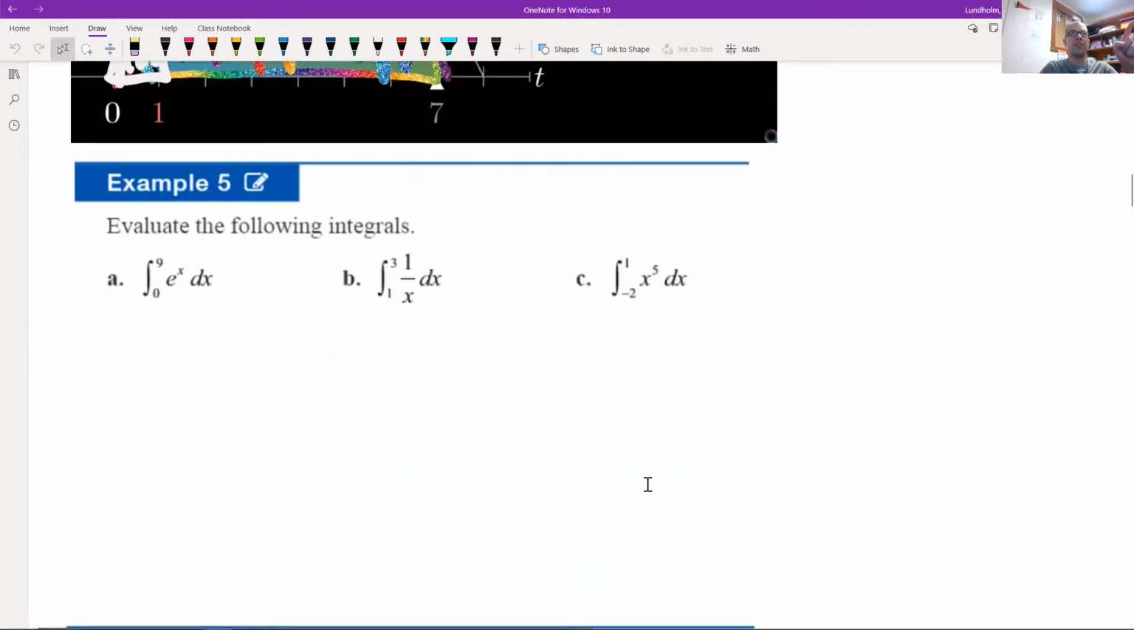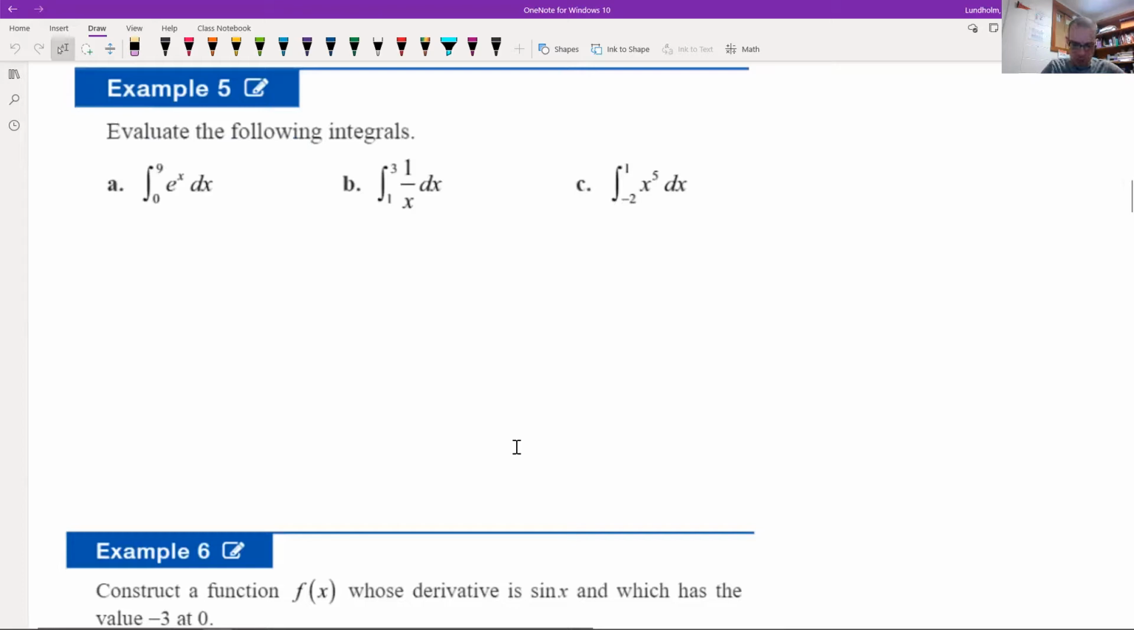Cool. All right, so let's actually do a few definite integrals using the fundamental theorem of calculus part 2. The idea is you take an antiderivative. The antiderivative of e to the x is just e to the x, because that's its own derivative. And then you evaluate it at 9 and 0.